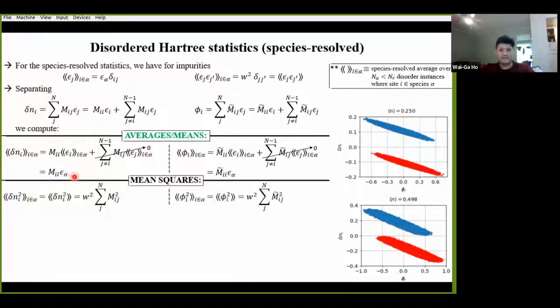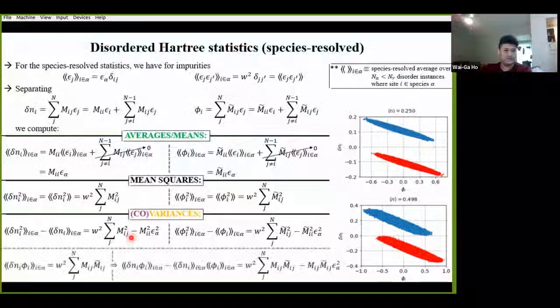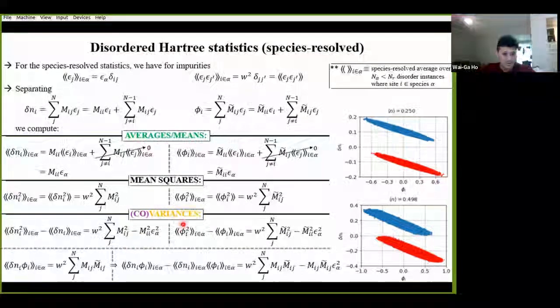Now for the mean squares, like I said, our second condition hasn't really changed. So we get the same result that we had in the previous slide for the overall statistics. And the variances are then computed in the usual manner. One last thing I'll add is that we can also compute now the covariance between delta n and phi using the usual definition, where we now have some product between m and m tilde nested inside the sum, rather than just having either one of them alone, right?